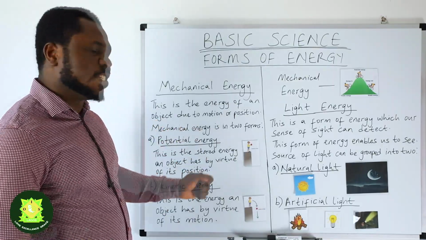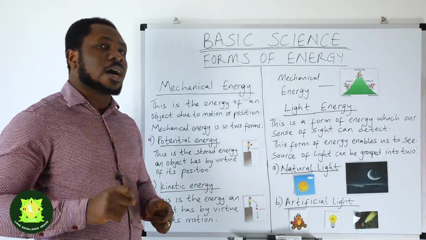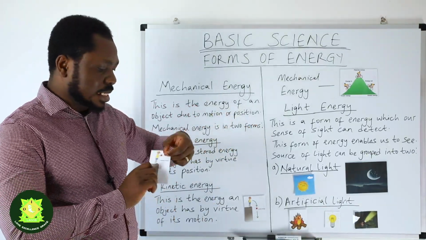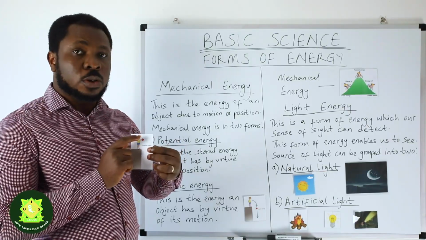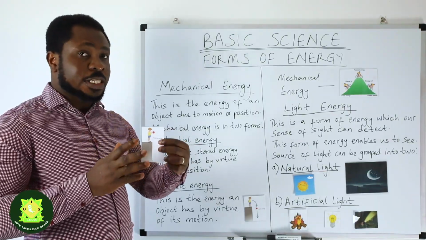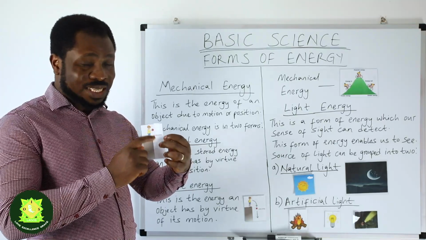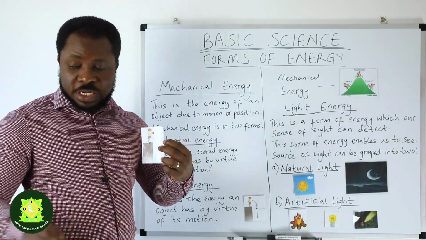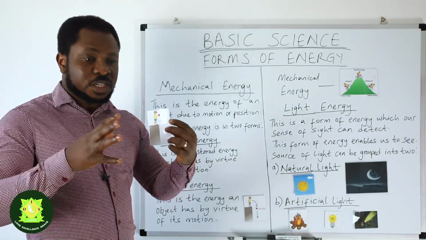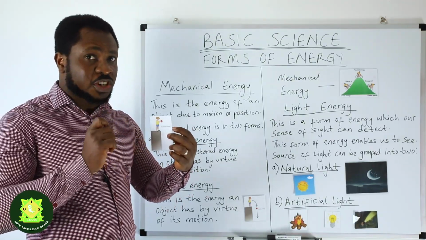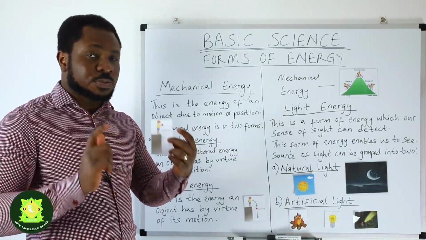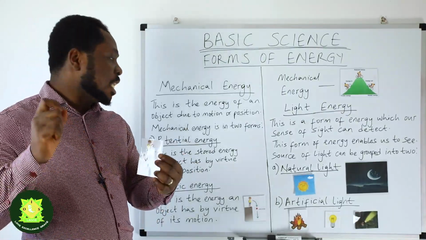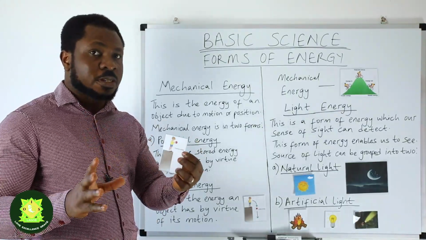Now, the potential energy is the stored energy an object has by virtue of its position. Now, this is a very good example. We can see the boy holding a ball. The ball is at rest, the ball is not moving, so the ball has potential energy by virtue of its position. If the ball is on the table, it has potential energy. If the ball is being held by the boy, it has potential energy. So potential energy is the stored energy in an object by virtue of its position.